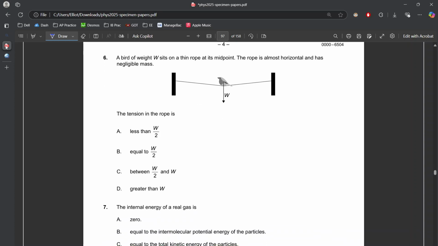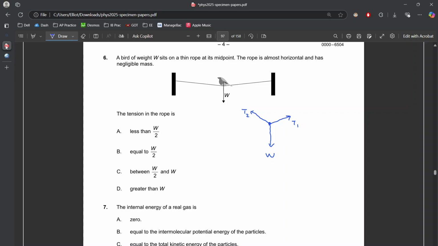This is kind of taking a while, so let me see if I can speed it up. Or actually, you know what, I don't care. It's got weight W, and it sits on a rope at its midpoint. The rope is of negligible mass. The tension in the rope is... Oh, this is interesting. So this weight is going to go down like this, and you're going to have tension 1, tension 2.